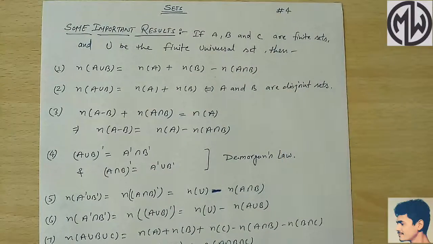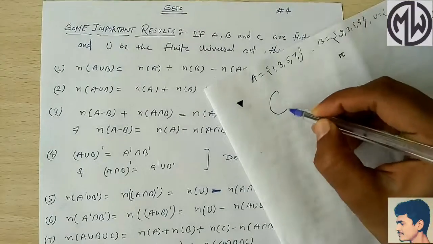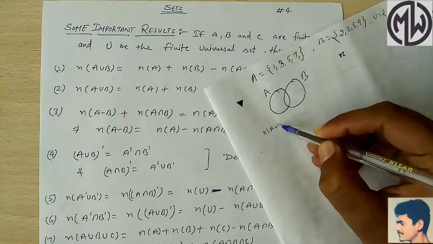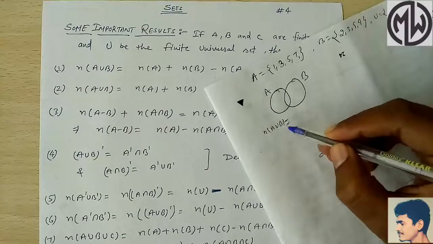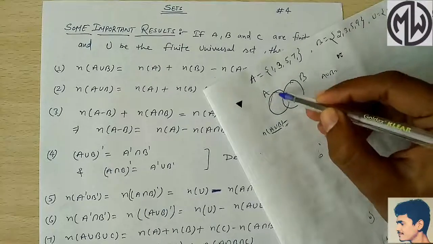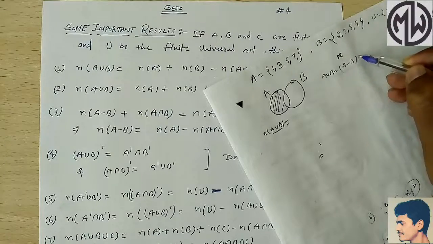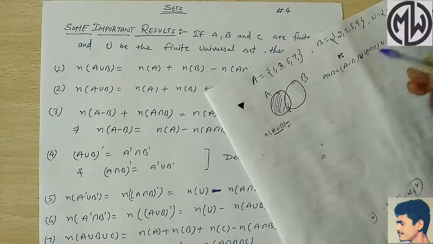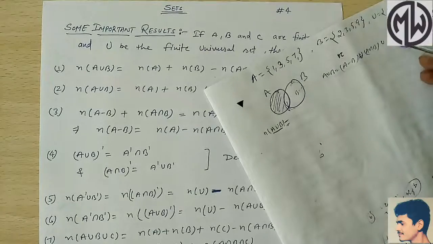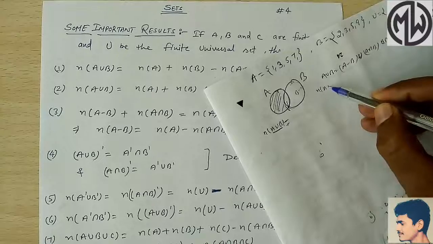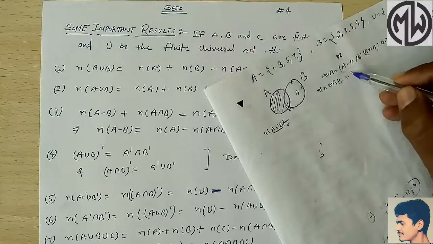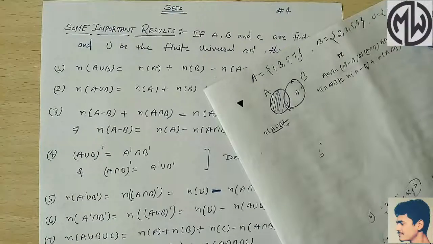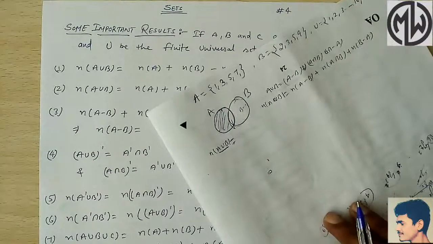We can show that easily, like this is your set A and this is your set B. Okay, so we have to find out the number of elements in A union B. We know that A union B is equal to this part, A minus B, union this part, A intersection B, union this part, B minus A. Alright, so number of A union B will be equal to number of elements in A minus B plus number of elements in A intersection B plus number of elements in B minus A.